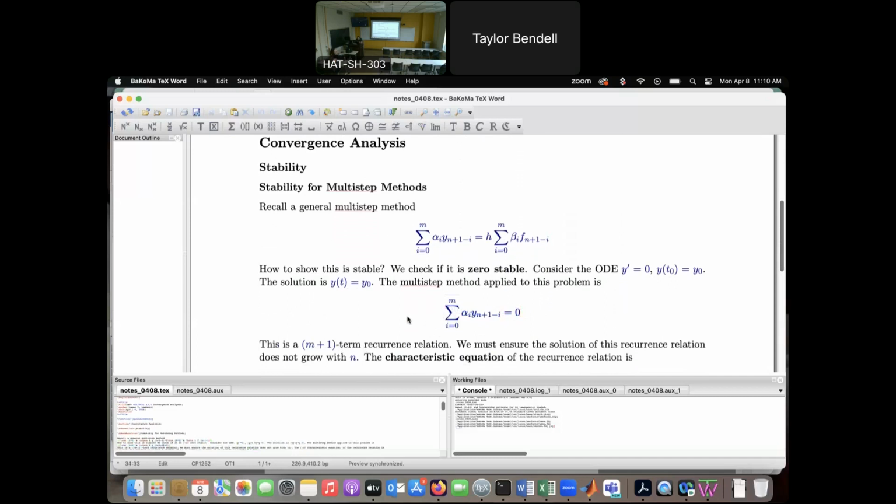Now here we only care about the solution being bounded. We do not care about accuracy. That's what consistency is for. So our goal here is to find conditions on these alphas so that the y values that are produced at least do not grow with time.